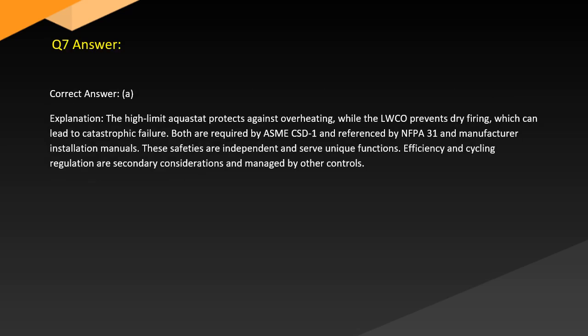Answer. Correct answer: A. Explanation. The high-limit aquastat protects against overheating, while a low-water cutoff prevents dry firing, which can lead to catastrophic failure. Both are required by ASME CSD-1 and referenced in NFPA 31 and manufacturer installation manuals. These safeties are independent and serve unique functions. Efficiency and cycling regulation are secondary considerations and managed by other controls.